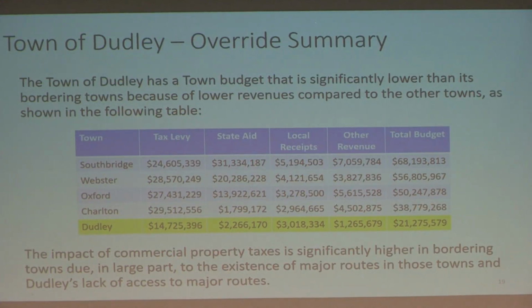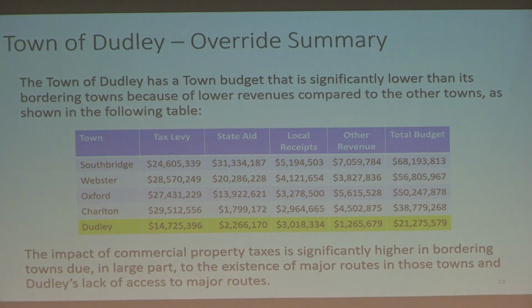And some summary slides for you this evening. The town of Dudley has a town budget that is significantly lower than its bordering towns because of lower revenues compared to those towns, as shown in the following table. Dudley is the bottom row in this table. It's highlighted in yellow. But you can see that there are revenue amounts well below those other towns. And the total budget is also well below those other towns. The total budget is the rightmost number.